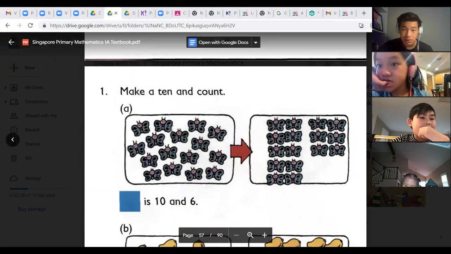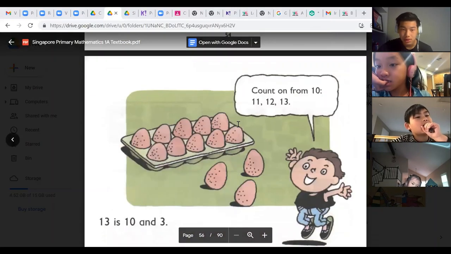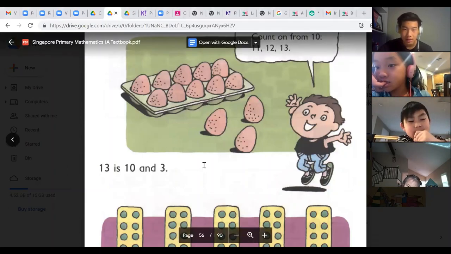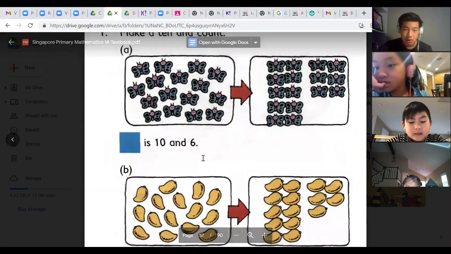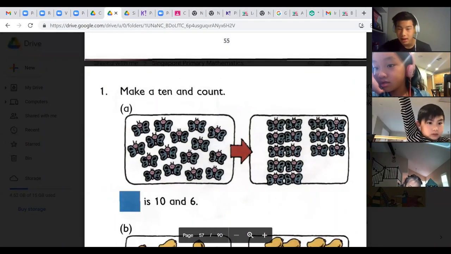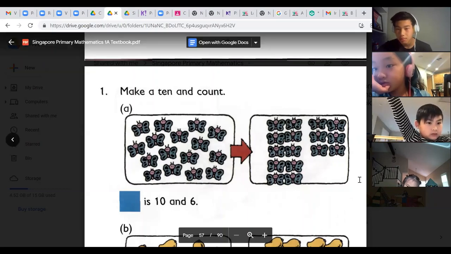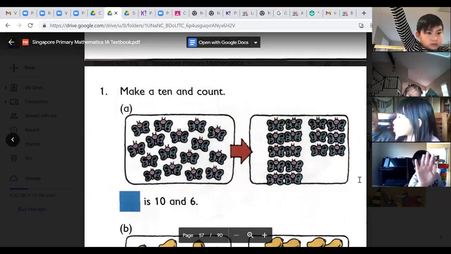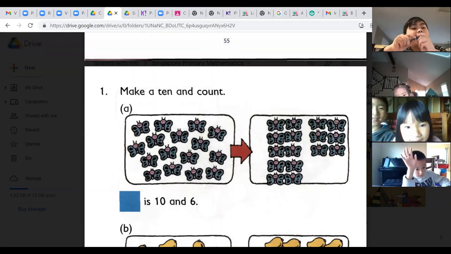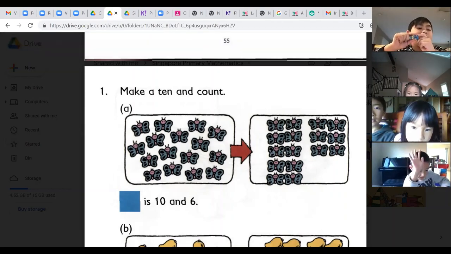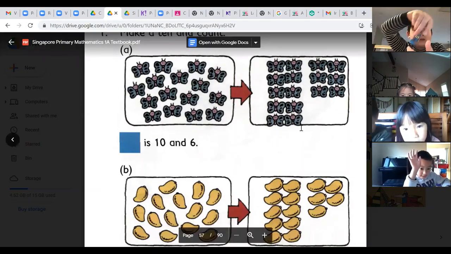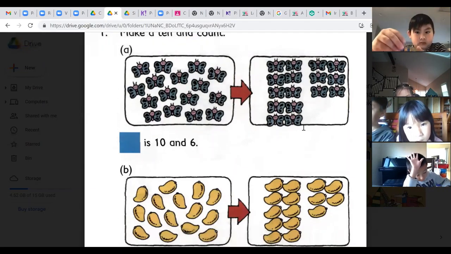Now we're going to move on to this exercise where you can see something like that. We're going to make these sentences, okay? So who can tell me what number is 10 and 6 put together? Yes, Mason. 16. Okay. Perfect. 10 plus 6 is 16. Yeah, perfect.